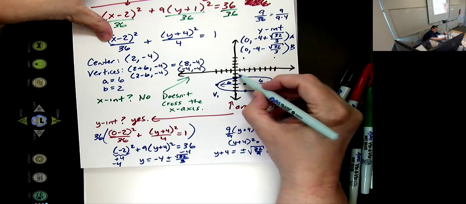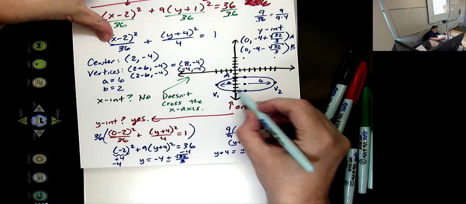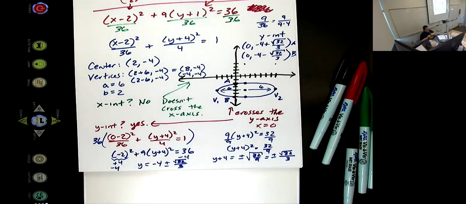So that's got to be A, it's got to be higher up, and that's got to be B. It doesn't look like an exact whole number kind of thing. If we wanted to know the decimal value, we could throw it in a calculator and find it, but we have an exact answer.